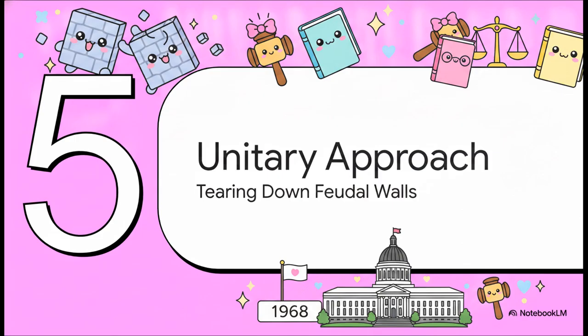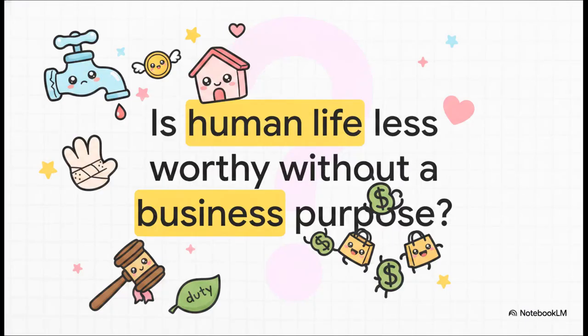Okay, Section 5, the unitary approach. This is where we tear down the feudal walls. We are entering the climax of our legal narrative here. What if we just threw out this entire complicated categorical system? Well, that is exactly what the California Supreme Court decided to do in the landmark 1968 case, Rowland v. Christian. I want you to really chew on this Socratic question for a second.